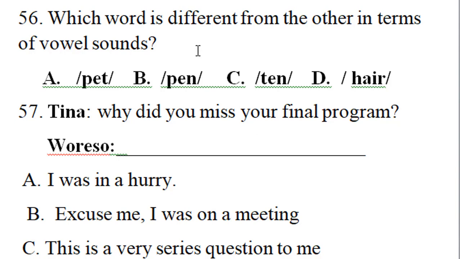Conversation. Tina, what do you miss your final program? What is all? What do you miss? Be take care of answering for communicative quiz. Be tactful enough, please. What do you miss your final program? What is all? I'm in a hurry. Excuse me, I was on a meeting. There's a very serious question to me. That's not the final program, so the answer is excuse me. Why? Reason. Sorry, I was in a meeting.